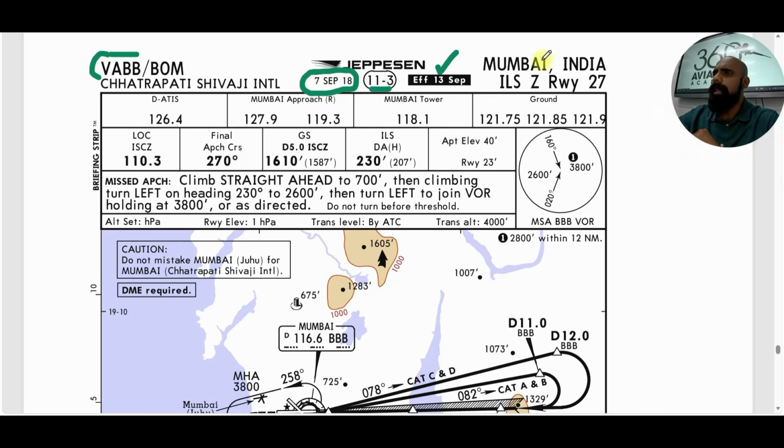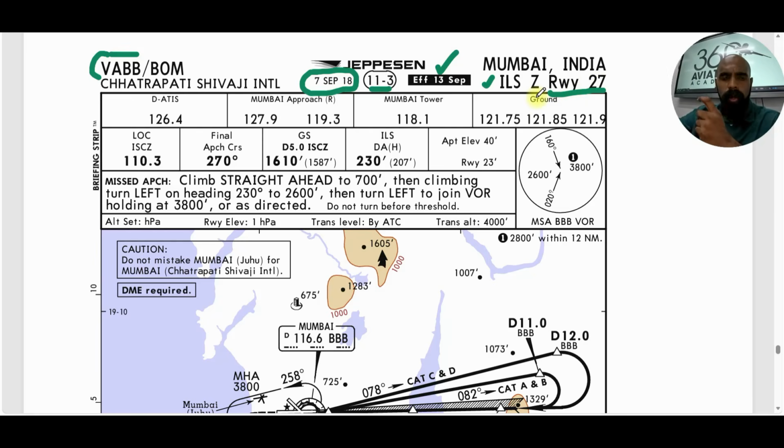Now, if you look at the right side, right segment over here, this is the name of the city, the geographical identifier for that airport. In this case, it's Mumbai, and the country, which is India. And you have the type of approach over here, which is the ILS approach, instrument landing system, right? Followed by ILS Zulu, runway 27. This should be pretty easy, runway 27.